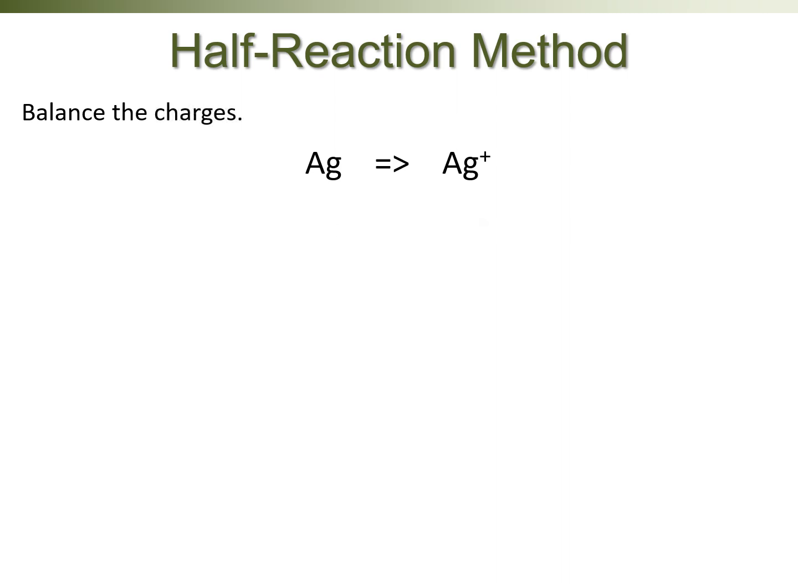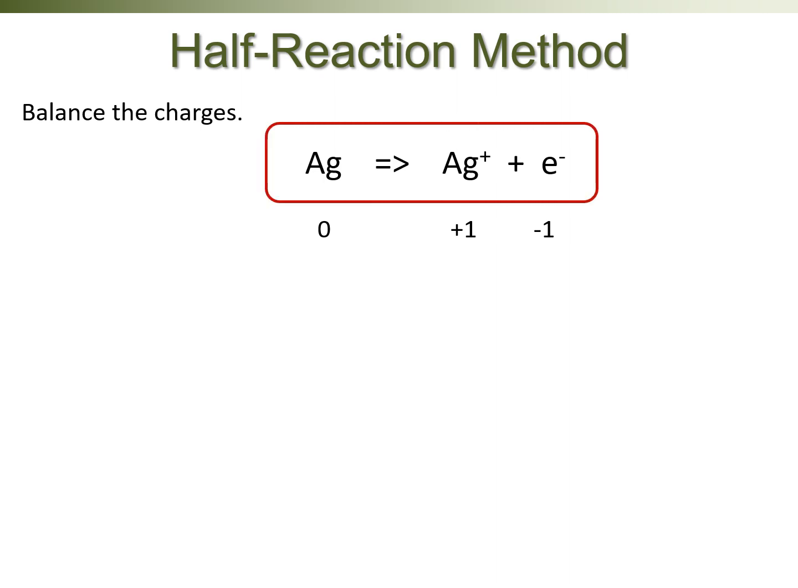Okay, if we look at the silver on the left, we don't have a charge. If we look at the silver on the right, we have a positive 1 charge. How many electrons do we need to add to offset that? Well, we only need to add 1. And with this negative 1 charge, it now balances what we have on the left. That was pretty simple, wasn't it? And this is the equation that we're going to move forward with.